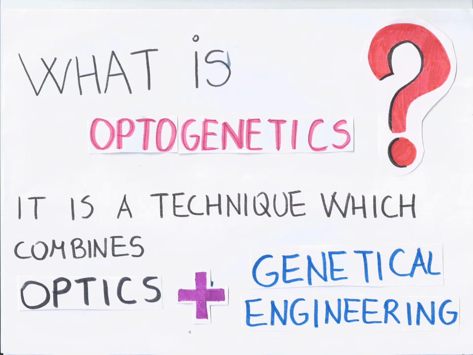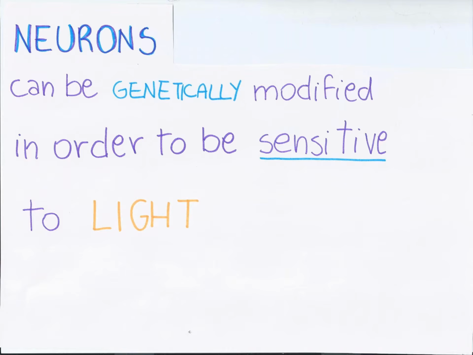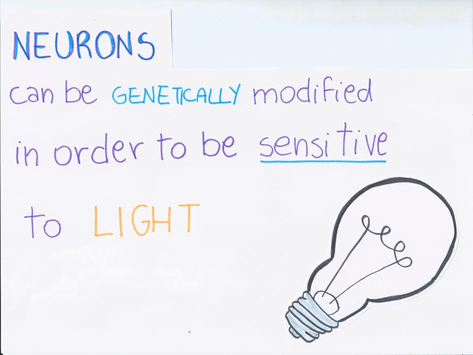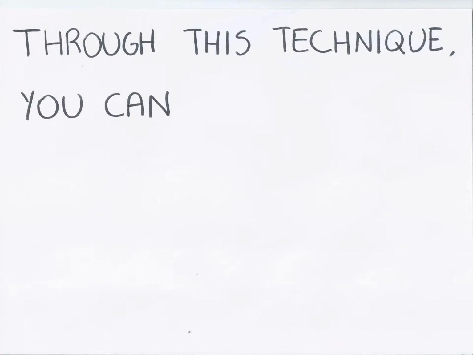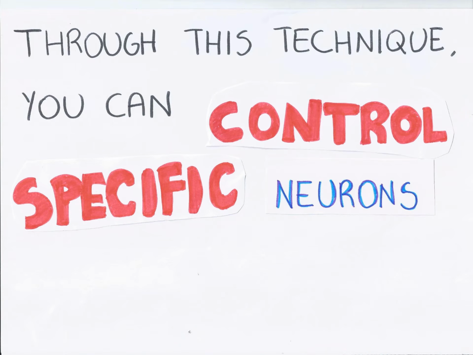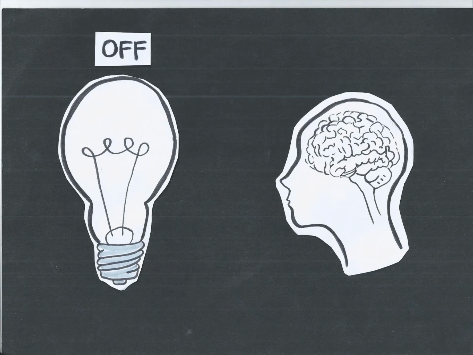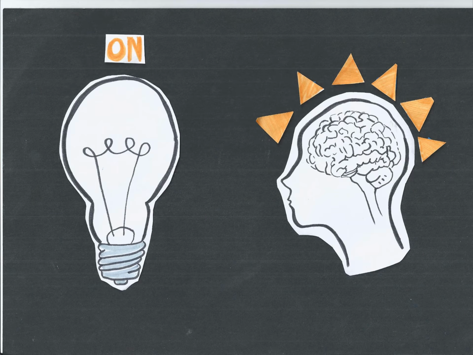Optogenetics is a technique which combines optics and genetic engineering. The neurons can be genetically modified in order to be sensitive to light. Through this technique, you can control specific neurons of your brain just thanks to an LED light. So it is like switching off and switching on your brain.